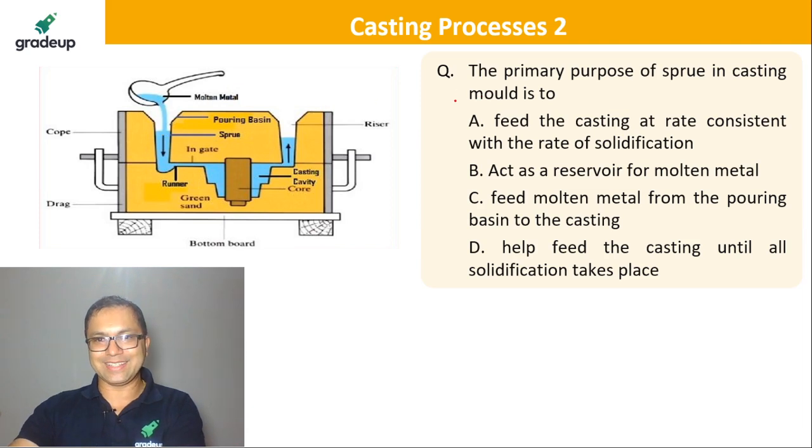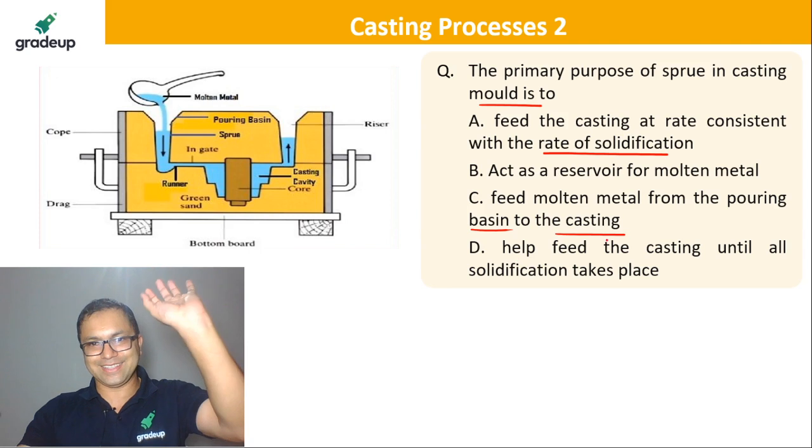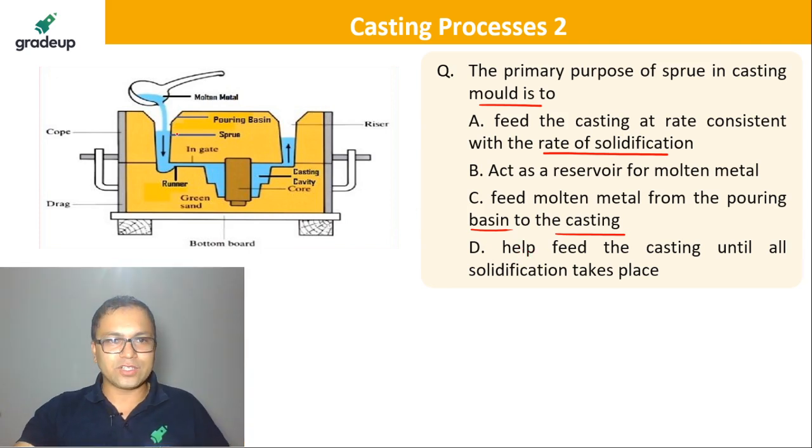The question here is that the primary purpose of sprue in casting mold is to: first, feed the casting at a rate consistent with the rate of solidification. Second, act as a reservoir for molten metal. Third, feed molten metal from the pouring basin to the casting. This portion over here is nothing but the pouring basin. Fourth, help feed the casting until all solidification takes place. So which one do you think is the primary purpose of sprue? This one is the sprue, right here.